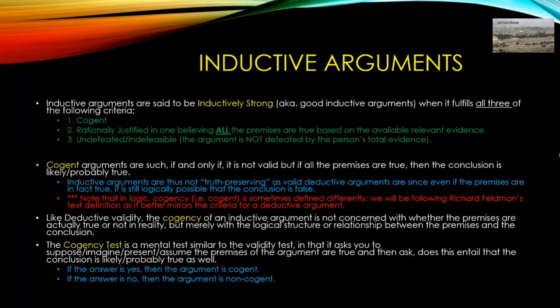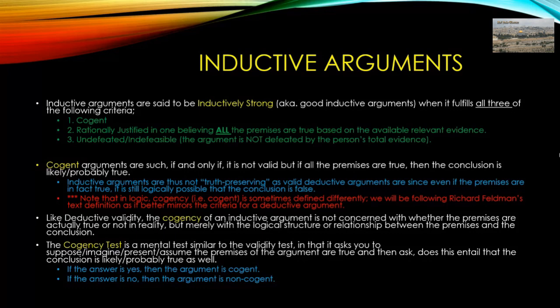Like deductive arguments, we can conduct what's called the cogency test. This is again a mental test or thought experiment in your head, similar to the validity test, where you ask, okay, let's suppose, imagine, presuppose, assume, pretend, whatever word you want to say, that the premises of the argument are true. Does this entail that the conclusion is likely or probably true as well? If the answer is yes, then the argument is cogent. If the answer is no, then the argument is non-cogent.